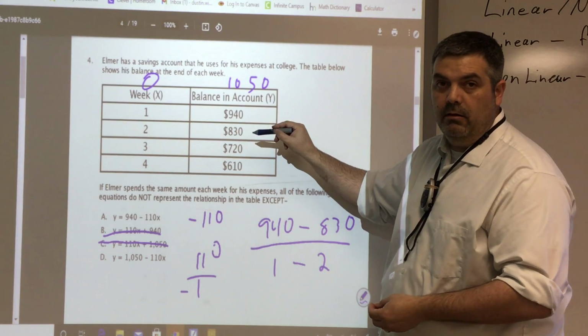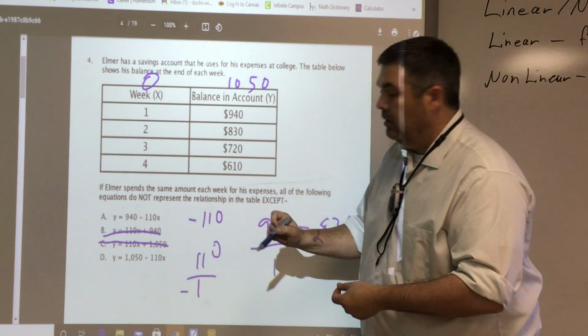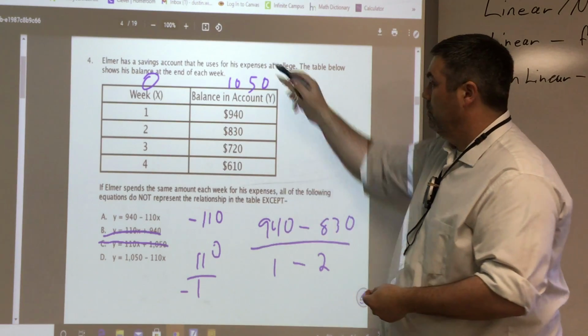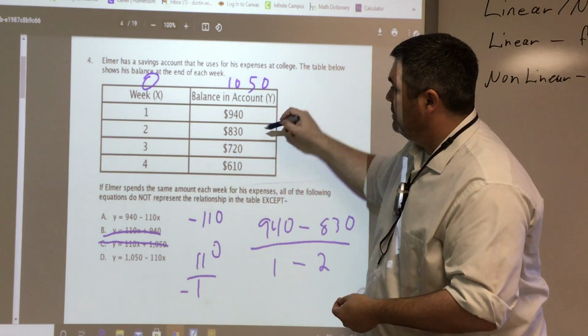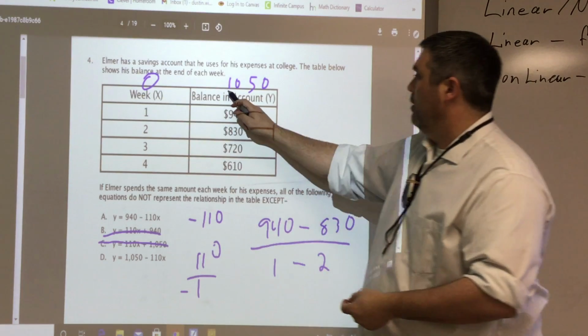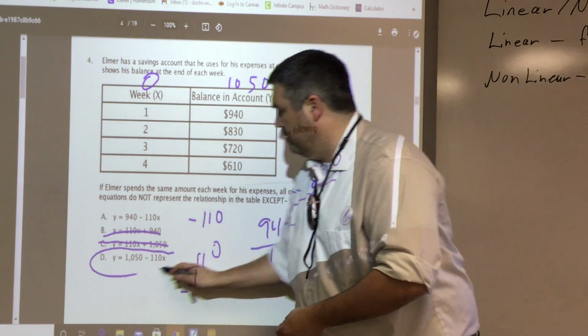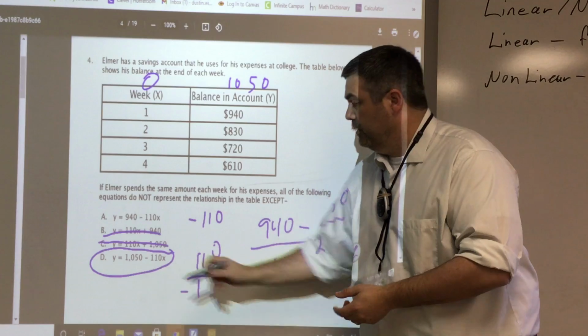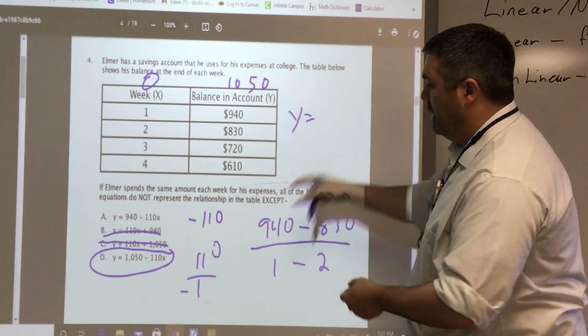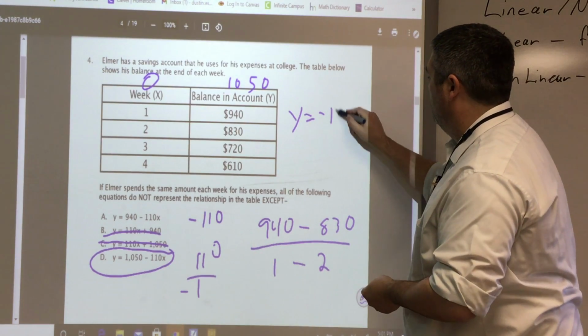That's what you're looking at. Be careful with this. It's easy to make a mistake on this, so watch that. But that's what it is. So at 0, we're at 1050. Right there is my answer. Even though it's in a weird form, it should look like this. I don't like it when they do that. It should look like this.